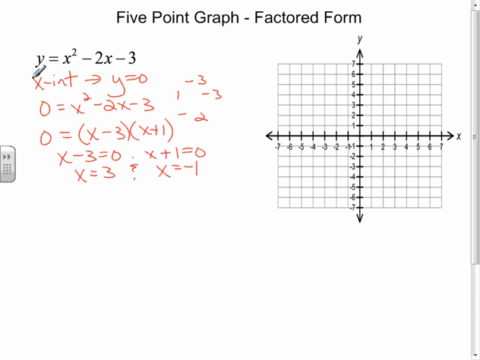And I'll just plop those down on my graph. They're the x-intercepts. They go on the x-axis. So we've got 3 and negative 1.